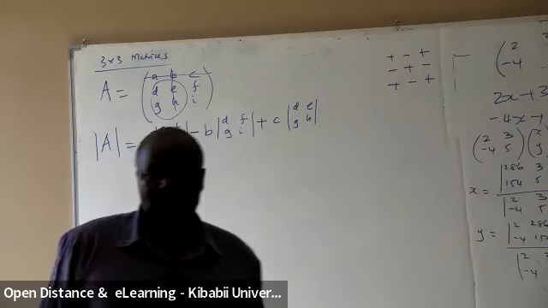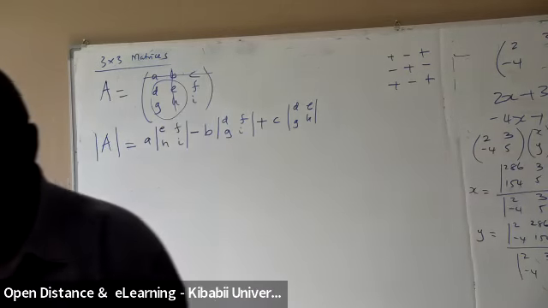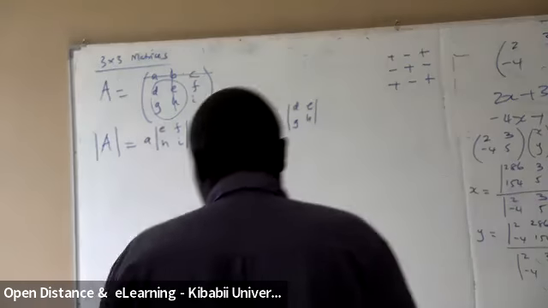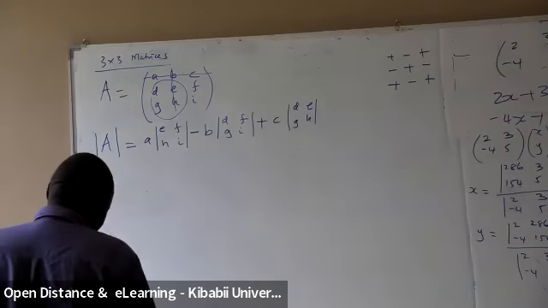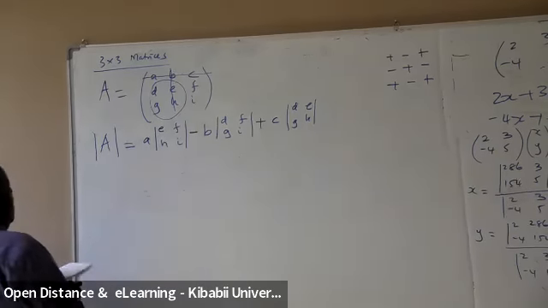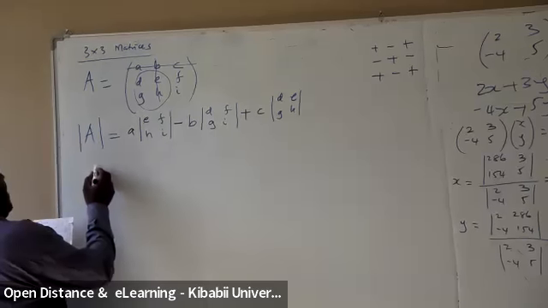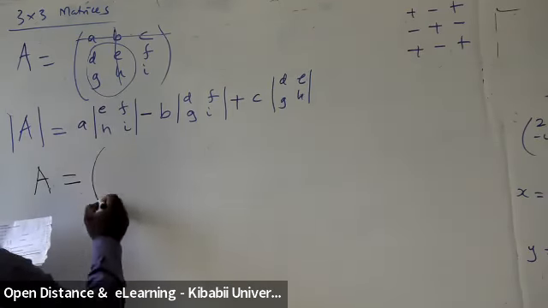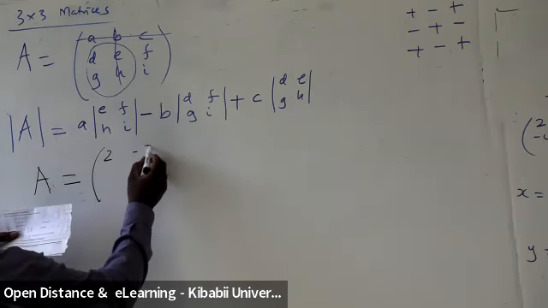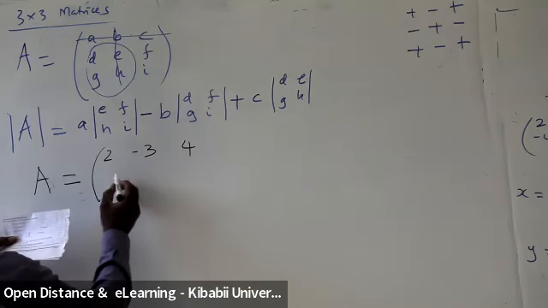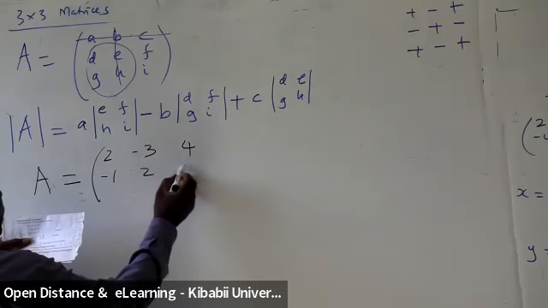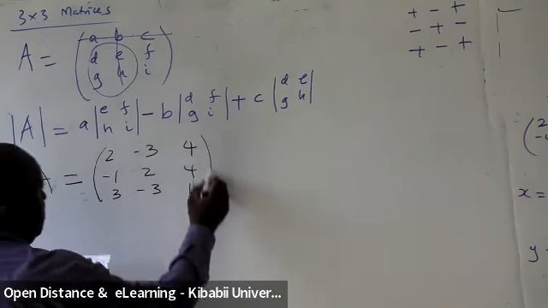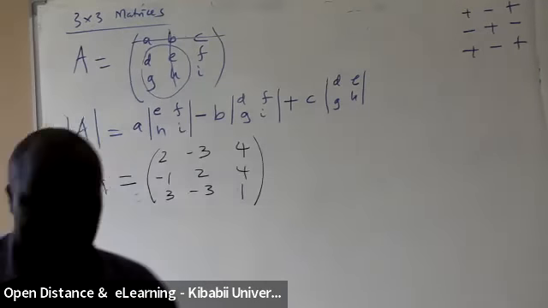Let us look at an example. Consider the matrix A defined as 2, -3, 4, -1, 2, 4, 3, -3, 1. We want to get the determinant of that.